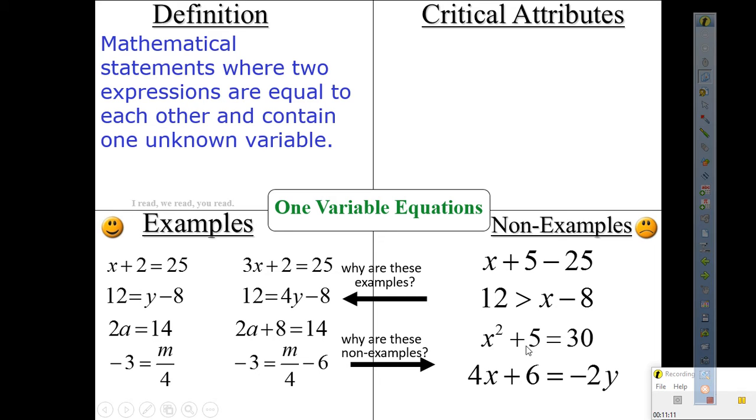Number one, think about that. Why are these not? But I also want you to think of each individual example as to why they're not a one variable equation, and if you know a name for that non-example. Talk it over with your neighbor.